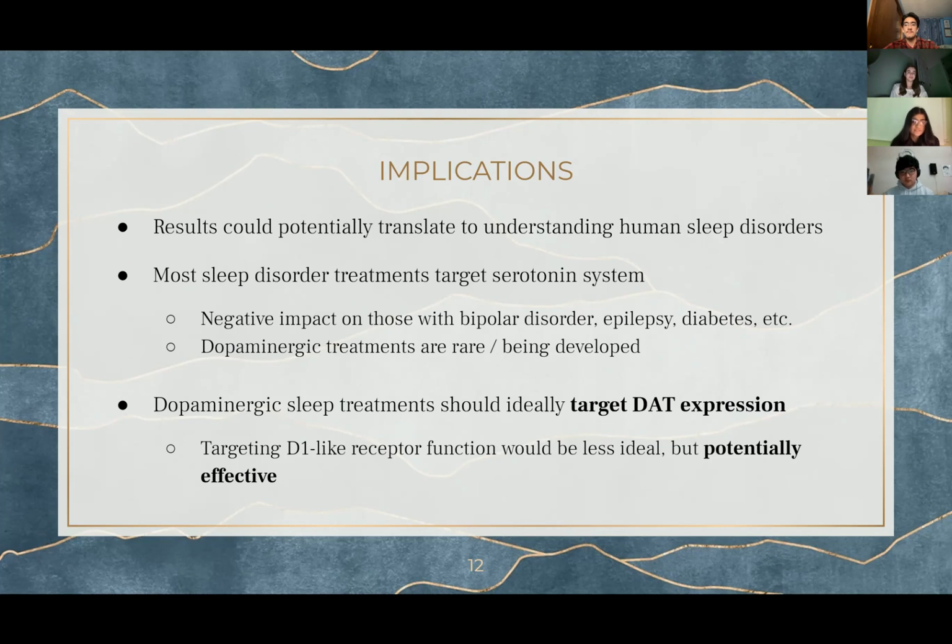Comparatively, dopaminergic treatments are rare and some are in the process of being developed. The results of our experiment show that the ideal target for a dopaminergic sleep treatment would be dopamine transport protein expression, as this was the component of the dopamine system we identified as most influential in modulating sleep. However, the D1-like receptor function also had a strong influence on sleep, so targeting this could also be potentially effective. Although it is important to note that further research would be needed to confirm these results.